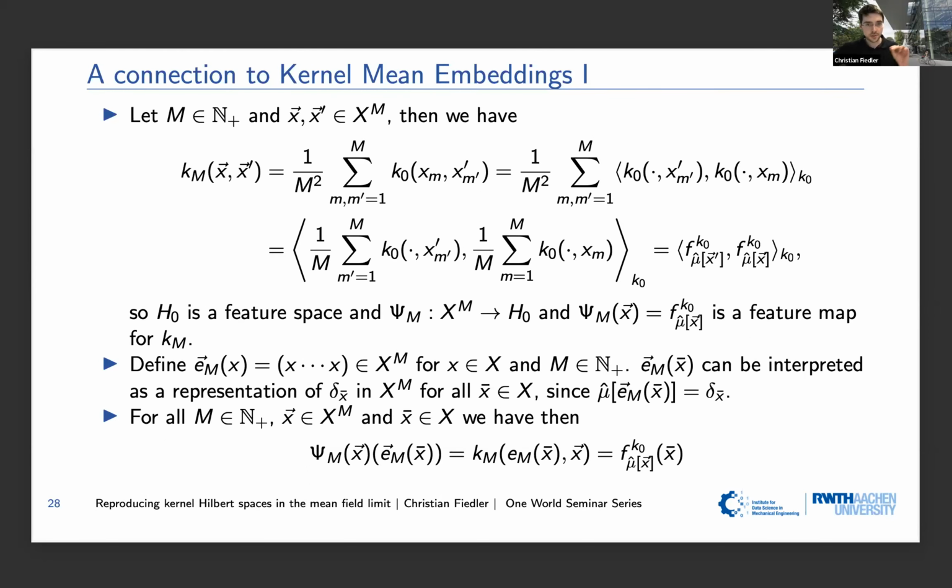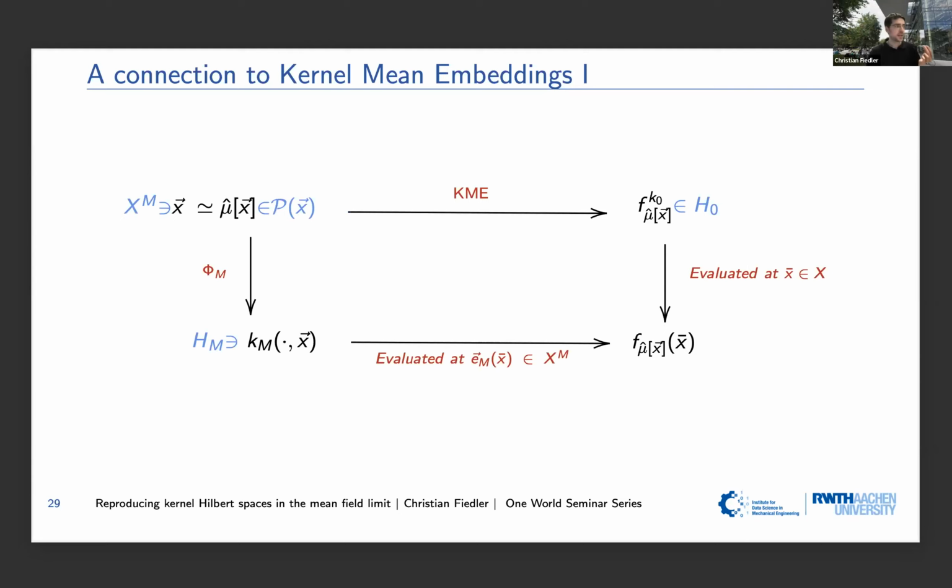So if we run this map psi, which we just defined, this feature map, and then apply the resulting RKHS function to this EMX bar, then we actually evaluate the kernel mean embedding at this X bar. So in other words, we have the following commutative diagram. Given this tuple X, we can either directly use the canonical feature map of the double sum kernel and end up in the corresponding RKHS of the double sum kernel, which we can then evaluate at this EMX, which is a tuple, or we can first turn it into an empirical measure and run the KME. Then we get in the RKHS H0. And if we evaluate this then at this same X bar, then we get the same value.